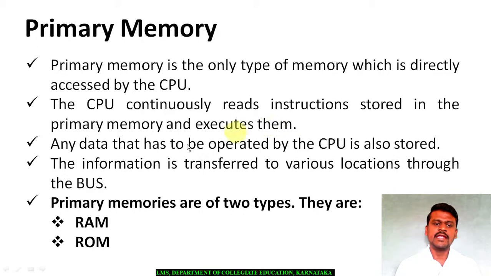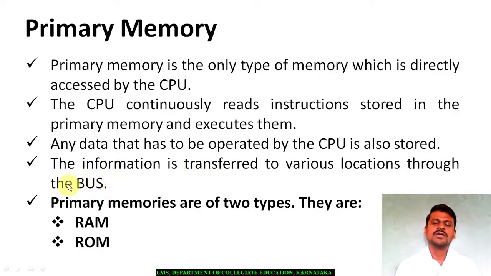Next, any data that has to be operated on by the CPU is also stored. That means any data you want to put into the computer or operate on should be stored in the primary memory. Next, the information is transferred to various locations through the bus.